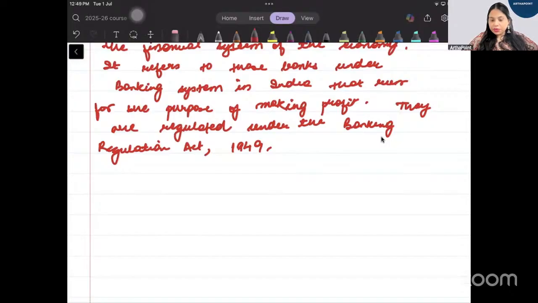So when we talk about commercial banks, of course, they are also for the purpose of profit. That is not their only work, but they should ideally be working on the principle of social welfare, social justice, and promotion of regional balance.